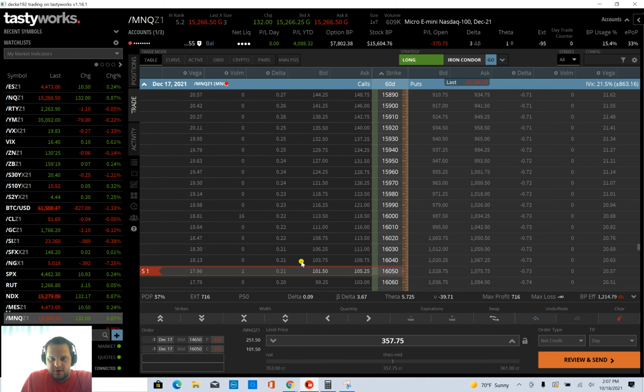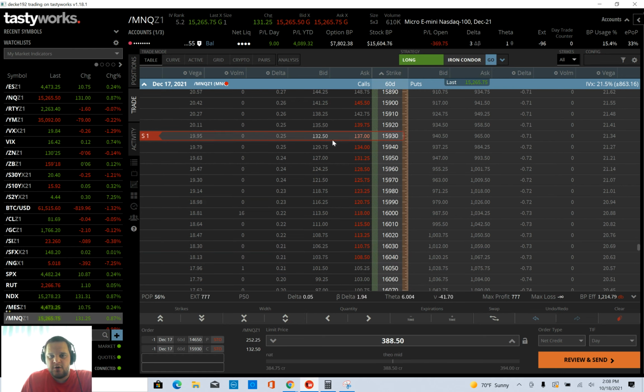If we go up to the 25 delta, which I would probably go up to the 15,900, we're looking at 143 points, which would be the mid here. So you're looking at about $280 for this one. So about an $80 difference. You could go either one. If you're a little bit more bearish, you could go with a higher delta. I think I'll do that.